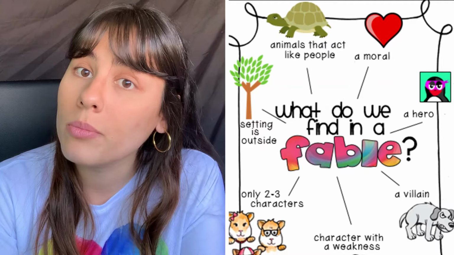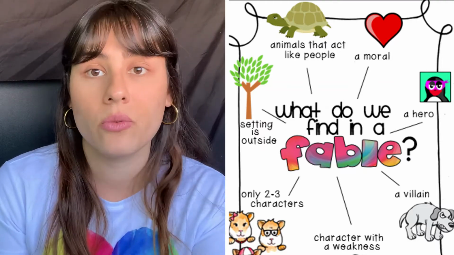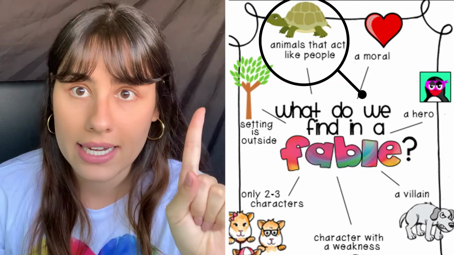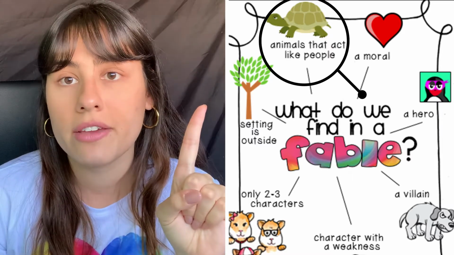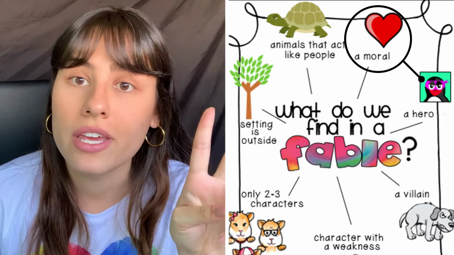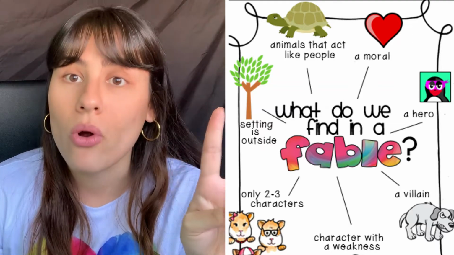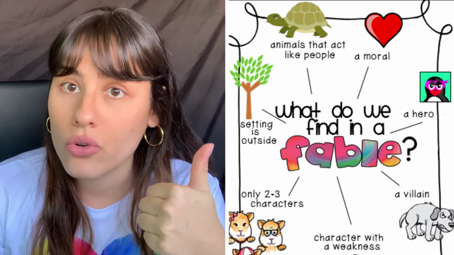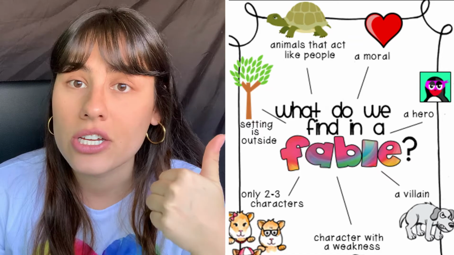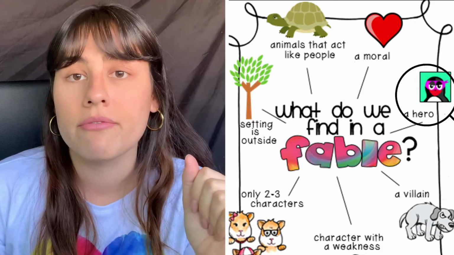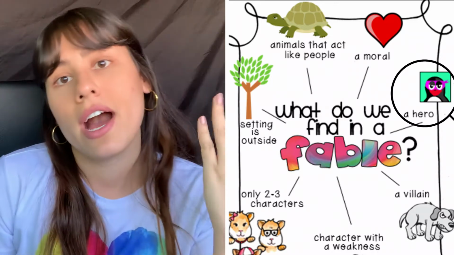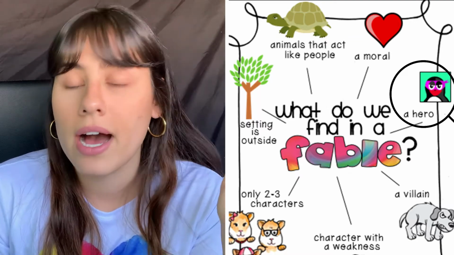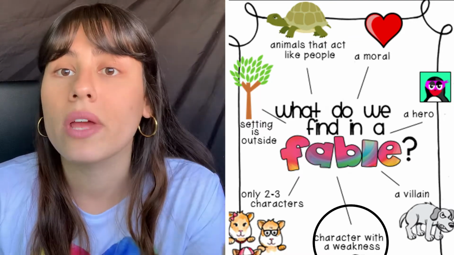So can you tell me what else can we find in a fable? Okay, we can find animals that act like people, as we said. We can find a moral. What do you think a moral is? A moral is something or some action that is good, well done, and that teaches us something, okay? We can find a hero, and if we have a hero, then we need a villain. Very good.